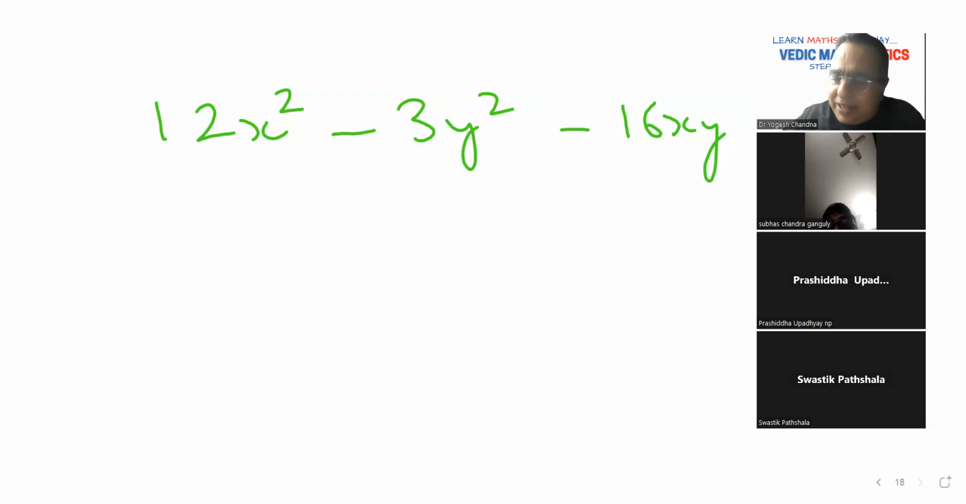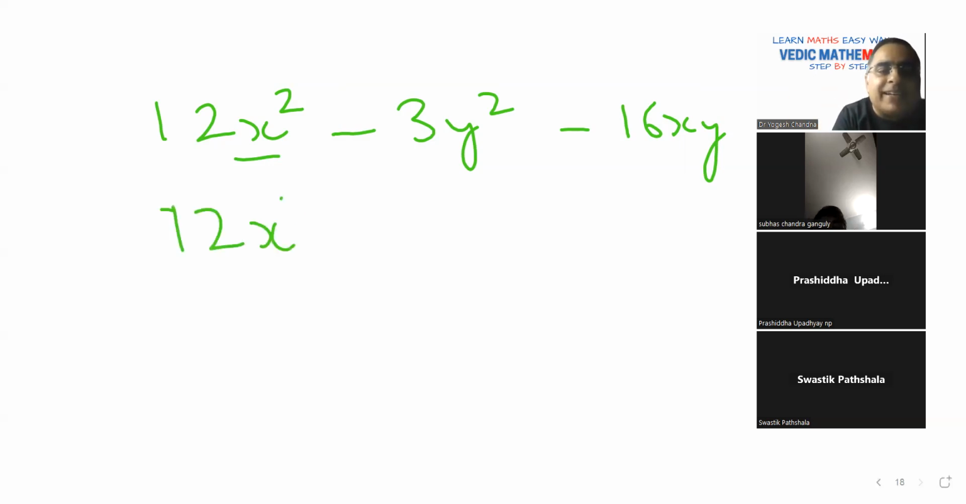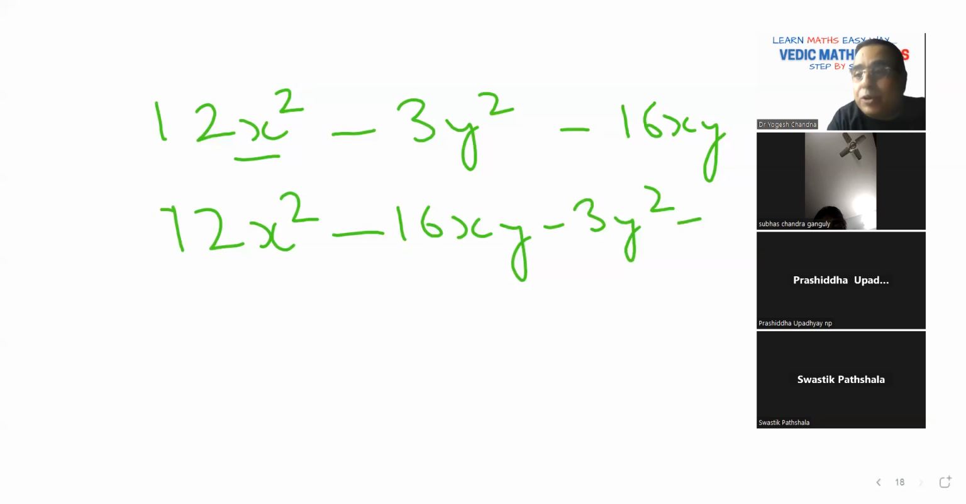Such questions are not asked in your book. I have gone through your books. But yes, it is a very common example. The very first thing you need to understand, x and y have to be on the extreme corners. Like this: 12x square minus 16xy minus 3y square. So this is the first thing you have to do. Then only your product and sum will be correct.